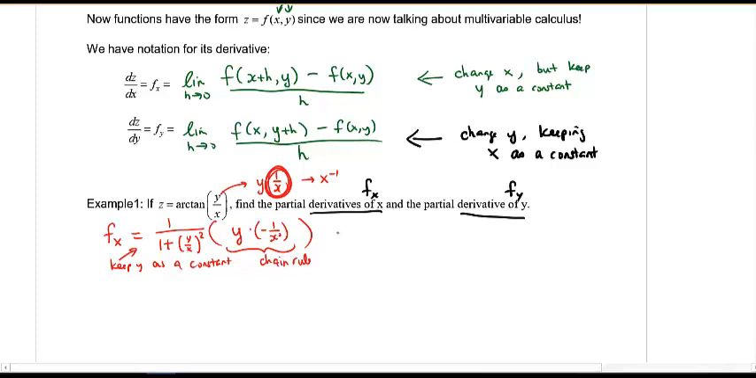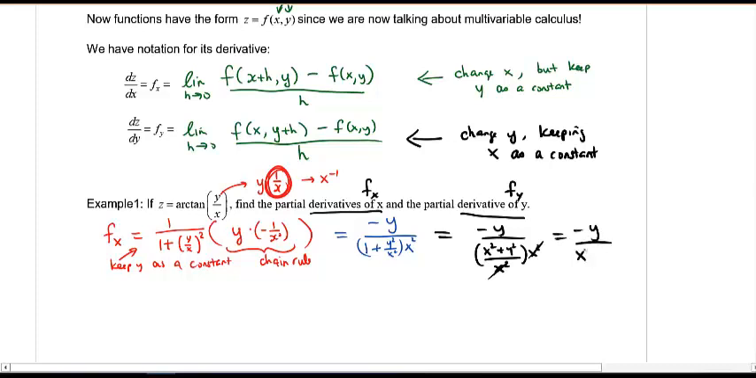Now we should try to simplify this. So we have negative y all over 1 plus y squared over x squared, times an x squared. I can simplify this: I can make this x squared plus y squared, times x squared. Oh look, those x squareds divide each other out, and there you have it. Here is my simplified expression for f sub x.